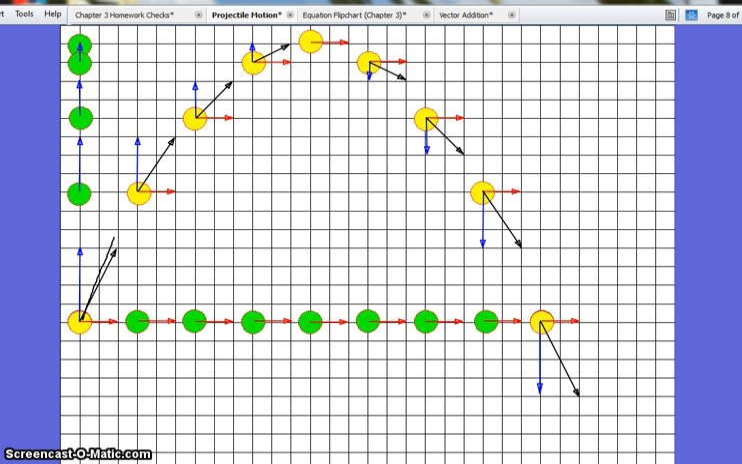And so we get this parabolic shape, which is just like the horizontally launched shape, only in both directions. That's the big difference.